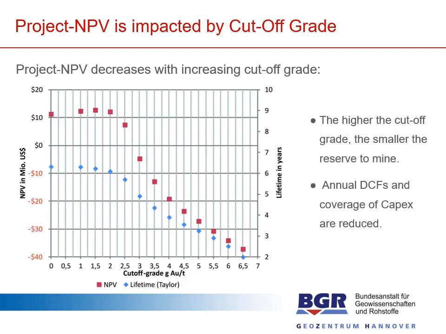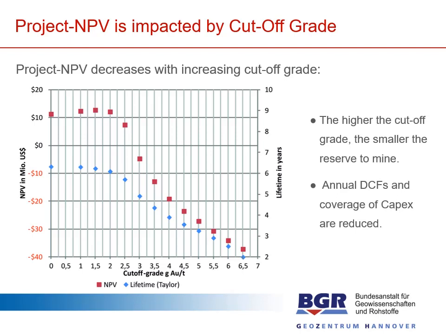We already talked about this example given here when we talked about the cutoff grades and the influence of the cutoff grade to the net present value. Here you can see an applied cutoff grade on the x-axis and the net present value on the other axis. So you see, when you increase the cutoff grade, but just narrowly over the first low grades, you can slightly increase the net present value up to a cutoff grade of 1.5. Afterwards, it's slightly decreasing. But then at around 2, 2.5, 3, when the cutoff grade is at that ore grade, then the tonnage of the whole reserve is rapidly decreasing, and this has a big impact on the life of mine, on the tonnage to be mined, and this has a very negative impact on the net present value.